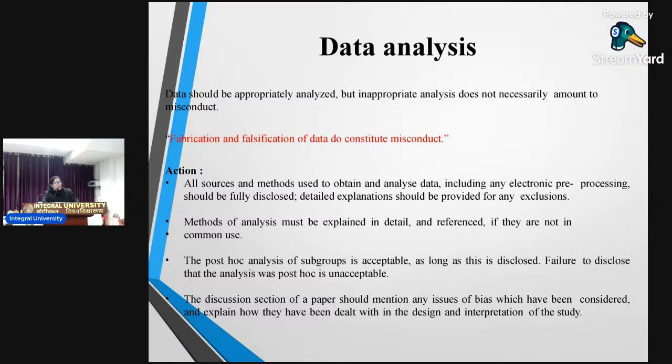So methods of analysis must be explained in detail and referenced if they are not in common use. The post hoc analysis of subgroups is acceptable as long as this is disclosed. Failure to disclose that the analysis was post hoc is not acceptable. The discussion section of a paper should mention any issues of bias which have been considered and explain how they have been dealt with in the design and interpretation of the study.